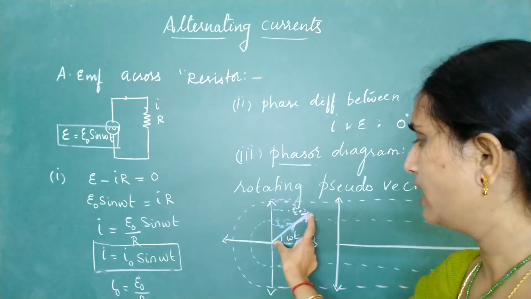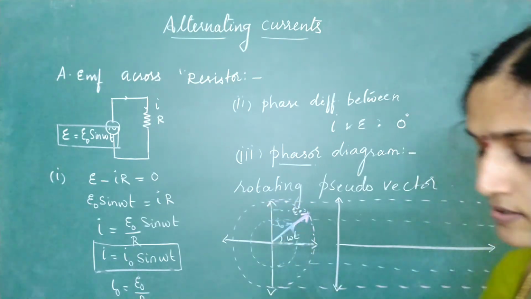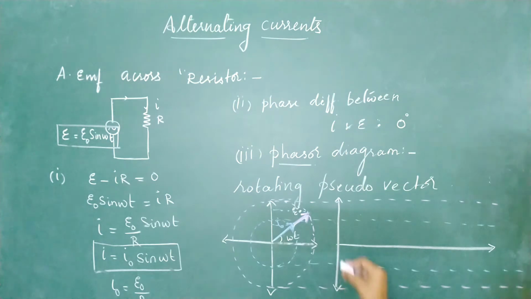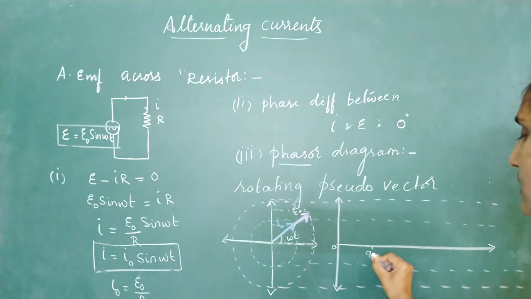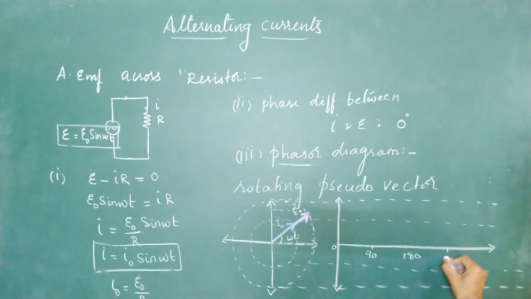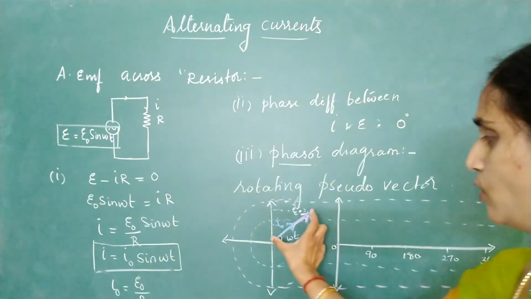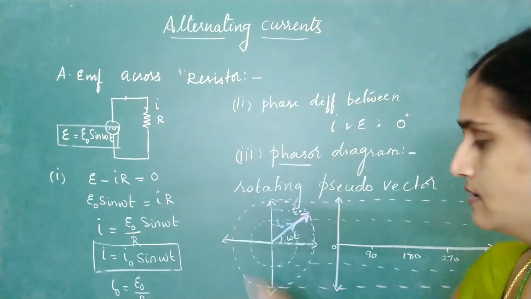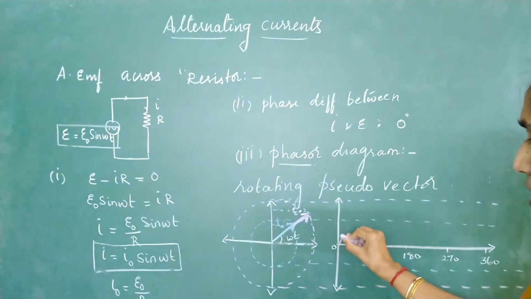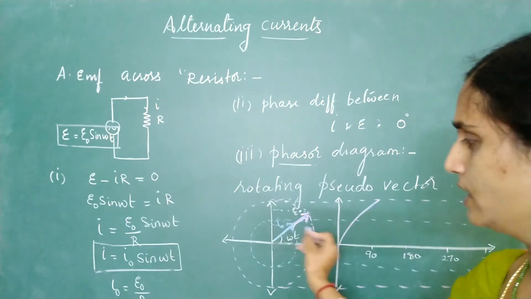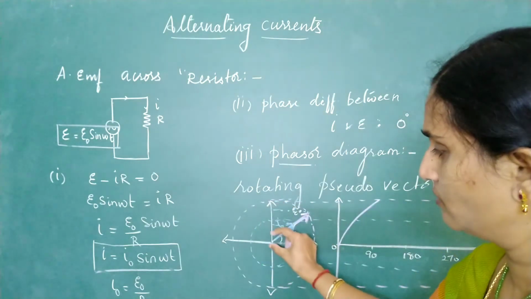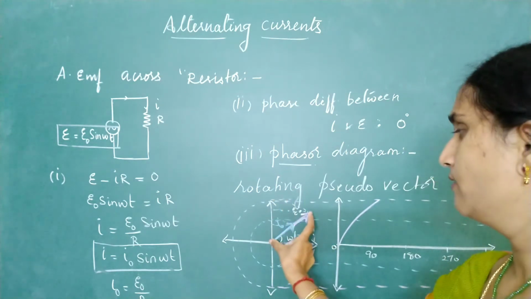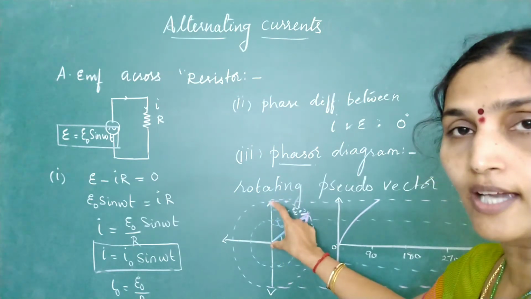So when I start rotating this E naught from 0 to 90 degrees, for one complete rotation I will show you 0, 90, 180, 270 and 360. So when t equal to 0, theta is equal to 0. When you rotate this vector from 0 to 90 degrees, E naught is increasing from 0 to maximum. When I drop the perpendiculars on the y-axis, the projection on the y-axis is gradually increasing. When it is rotated 90 degrees, this will give you the amplitude.